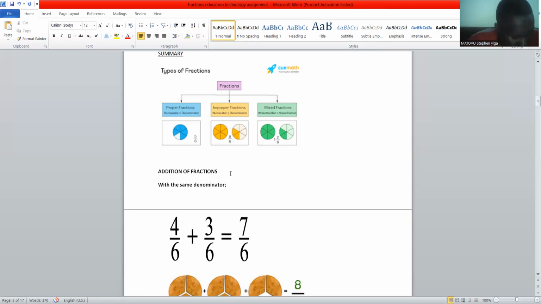Since we have identified the types of fractions briefly, let us now go to the main objective of today, seeing operations. How do they operate? How can I add them? How can I subtract them? How can you divide them? How can you multiply them? And that is the second subtopic, addition of fractions.